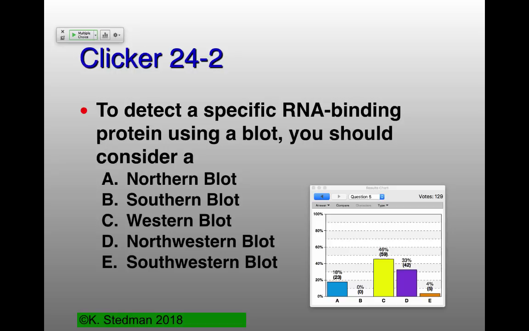We still have differences of opinion here. Nobody likes southern blots because that's DNA, DNA. So that makes sense. It's really interesting. I could see your scores the first time around, and it's shifted a lot from northern blot to western blot. Which means maybe it should have shifted even further and gone to a northwestern blot.